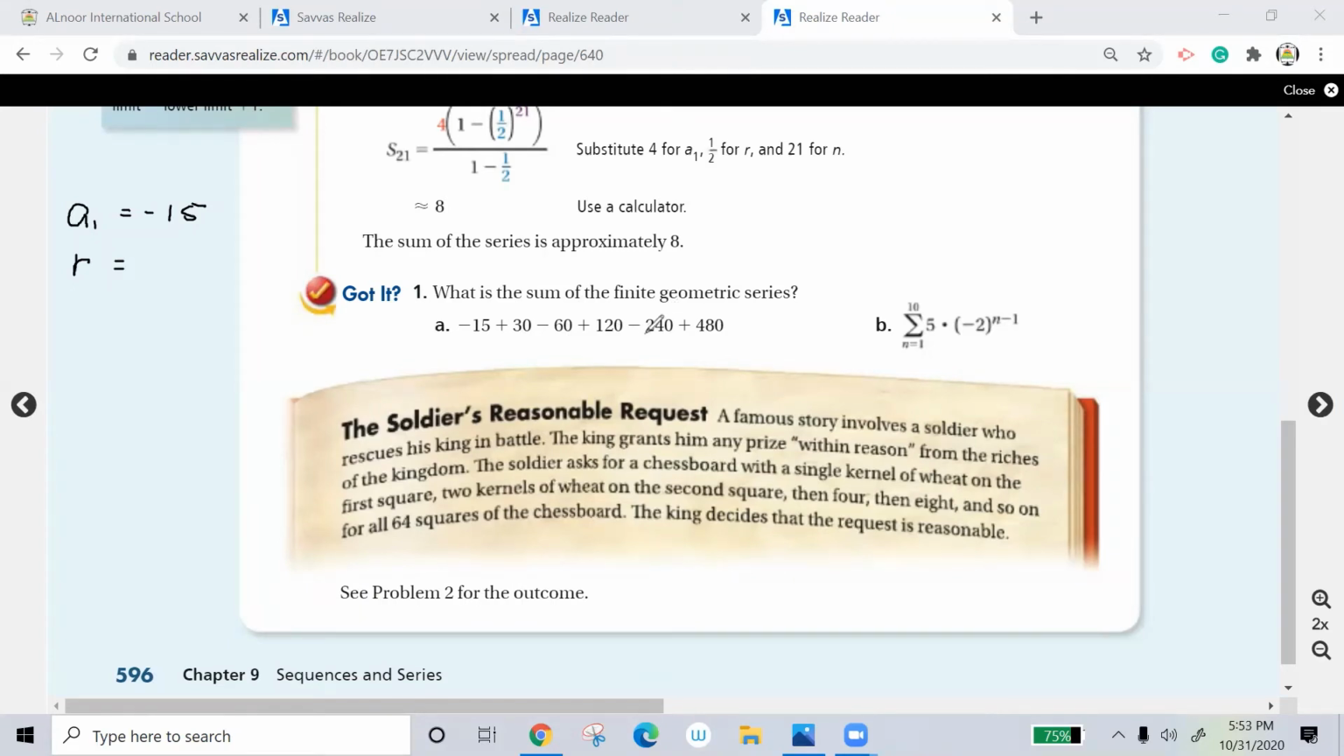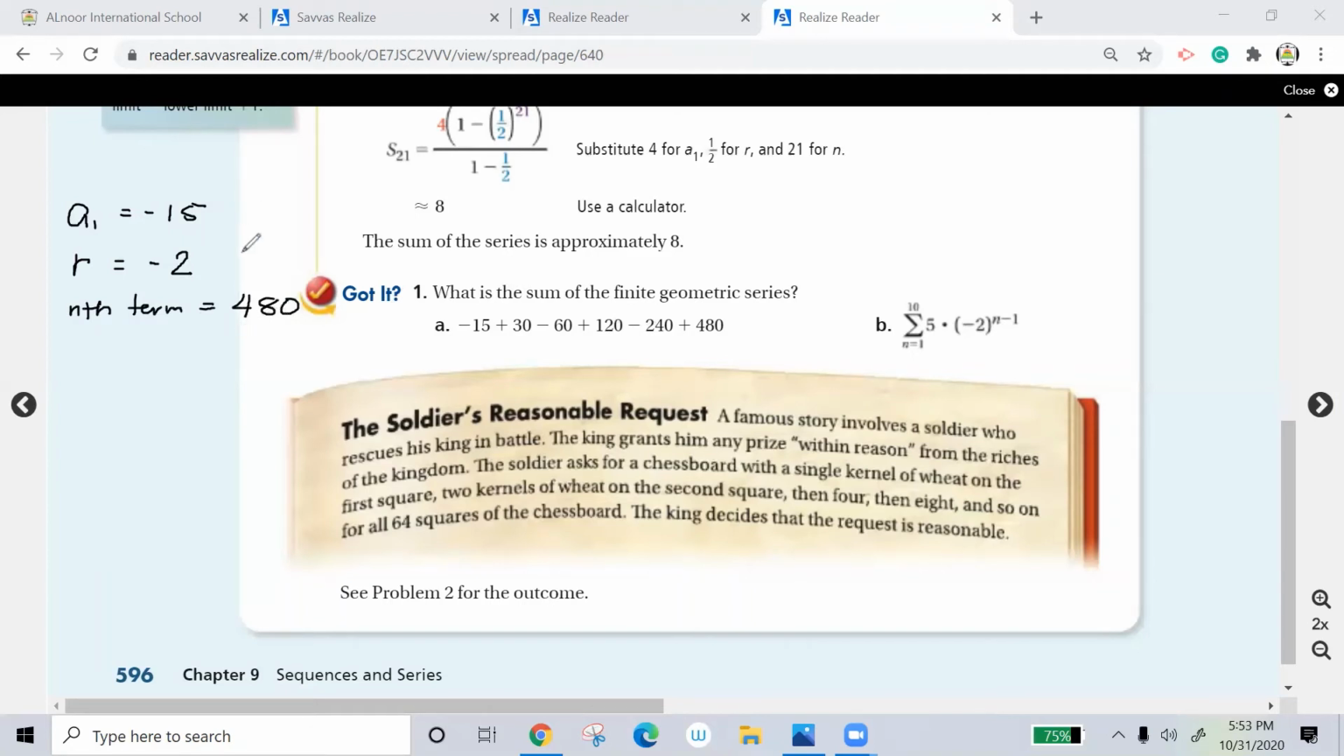Okay, what is our common ratio? What is our R? Our R gives you negative 2. Okay? And what is our nth term? Our nth term means the last term. So that is 480.